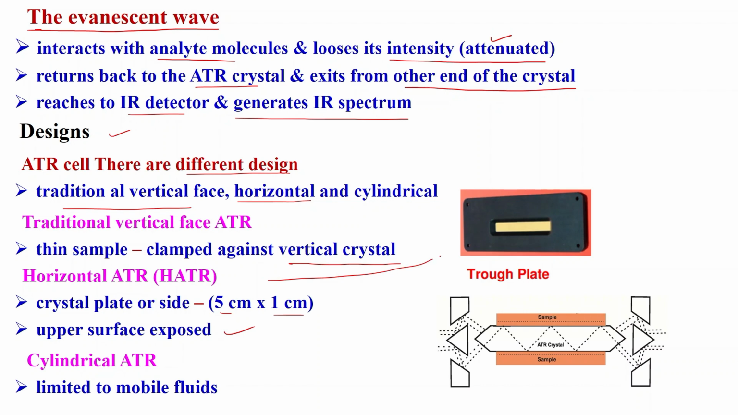This is the horizontal ATR, and then the cylindrical ATR is there, which is used for mobile liquid. So the sample will flow on either side of the cylindrical crystal, and the light will exit from the crystal, reaching the detector, carrying the information. This arrangement is called cylindrical ATR, as the name also indicates.